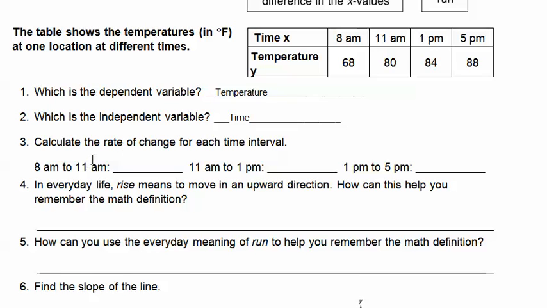The next question says to calculate the rate of change for each time interval. Well, remember that rate of change is equal to the change in the dependent, I think I said it backwards the first time, change in the dependent, this little triangle means change in, over the change in the independent.